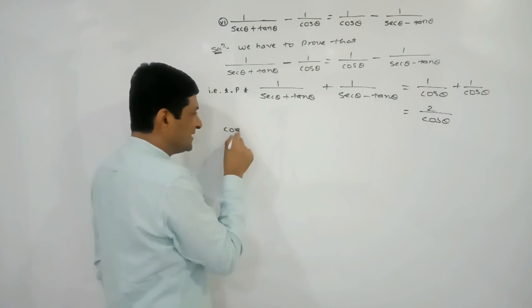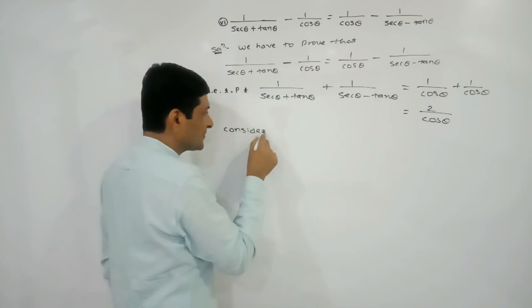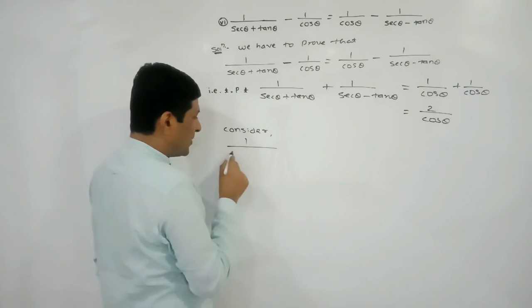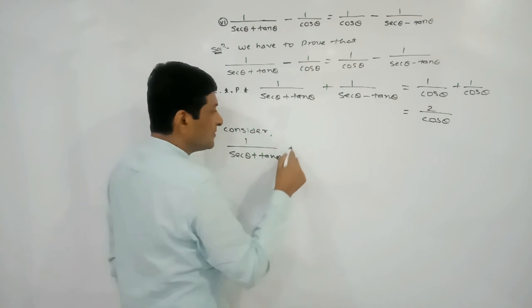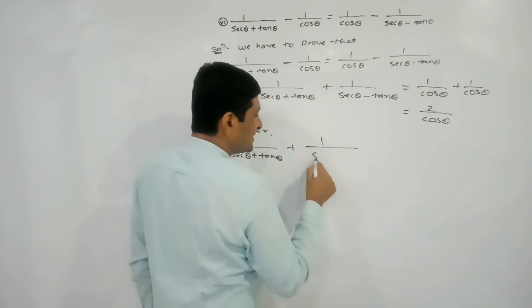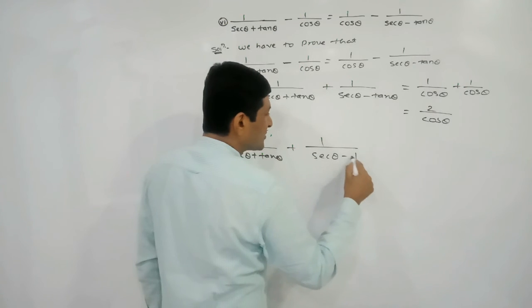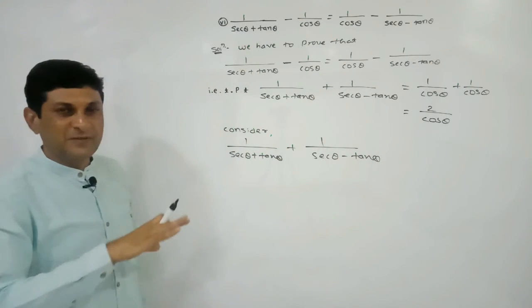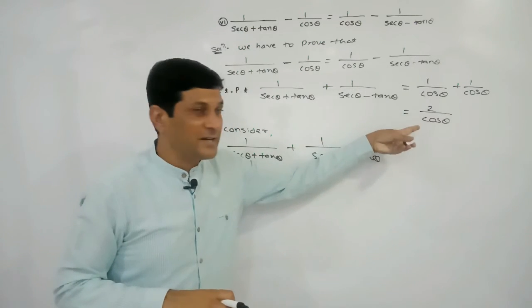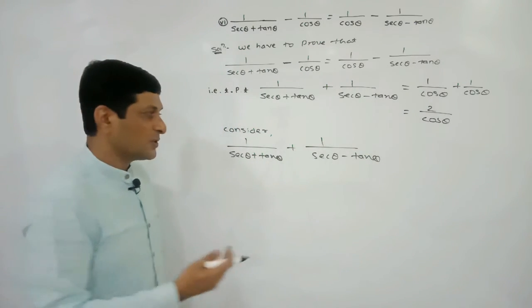So consider 1 upon sec theta plus tan theta plus 1 upon sec theta minus tan theta. Just simply we have considered this left hand side. Now we are simplifying it to get our required result, means right hand side. So let us simplify it now.